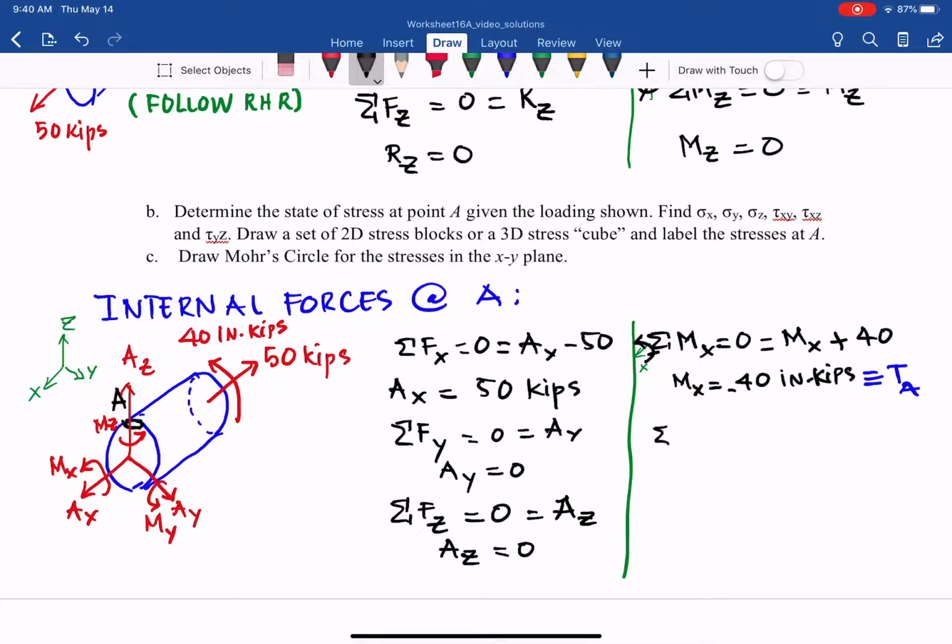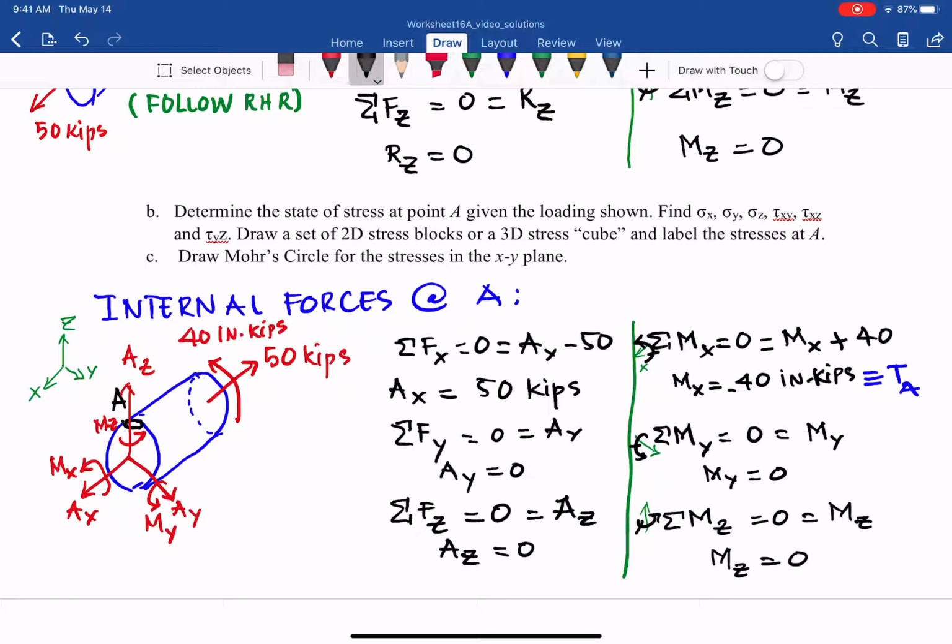We also have the sum of all the moments about the y-axis here, positive following the right-hand rule. We have 0 equal to My, so My equals 0. And of course, we have the sum of all the moments about z equals 0. Assuming right-hand rule positive, equal to Mz. So the moment reaction about the z-axis at A, Mz, equals 0.